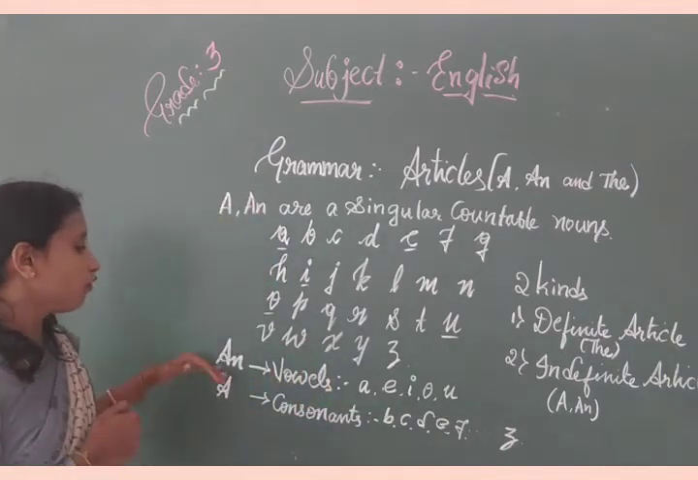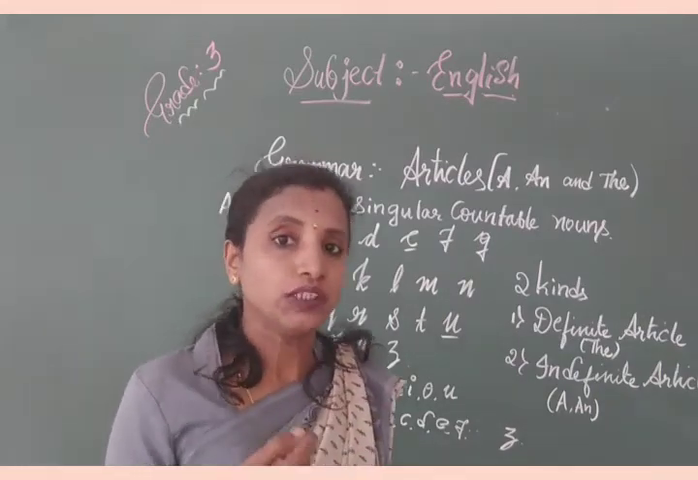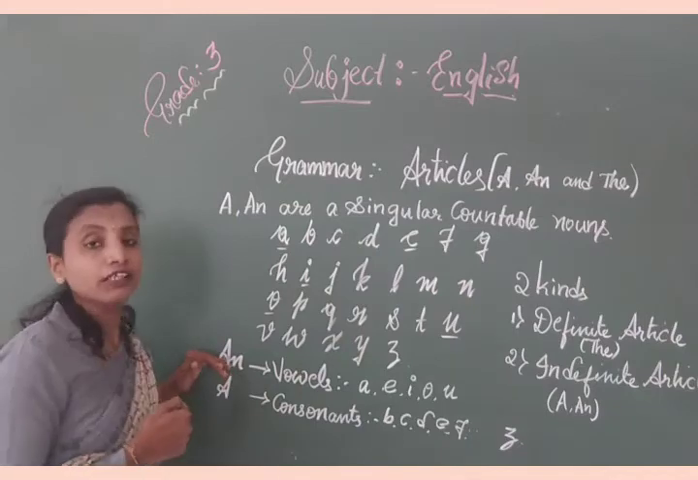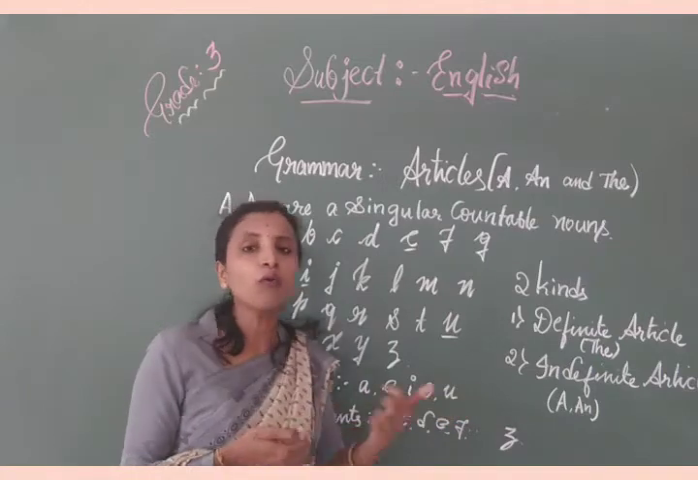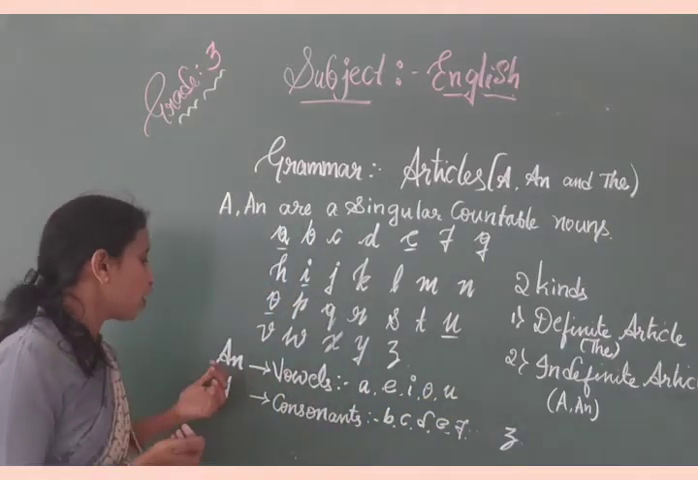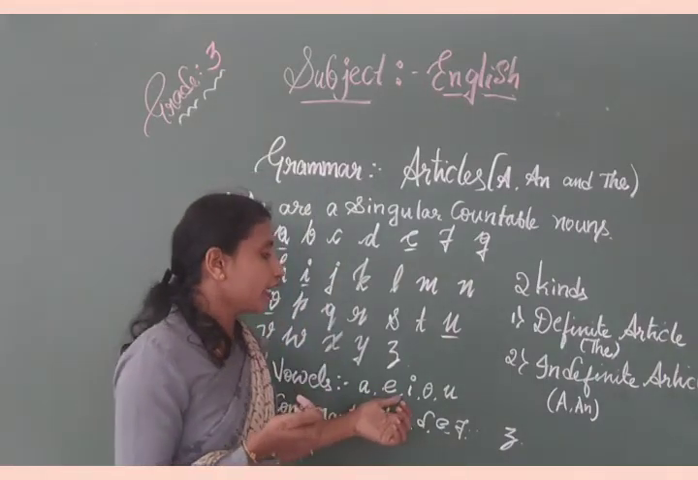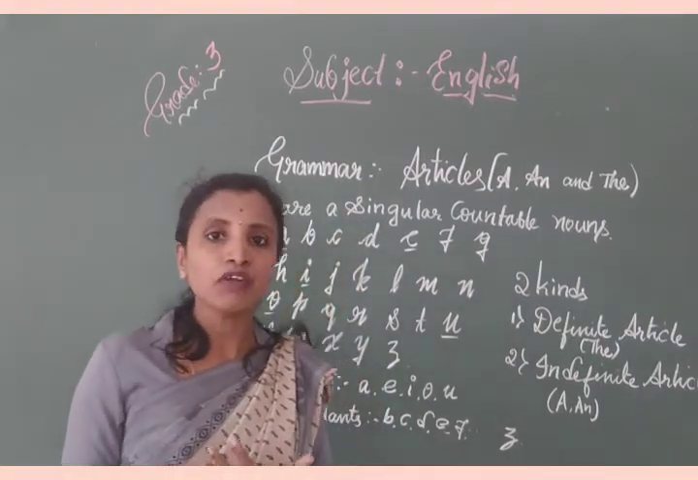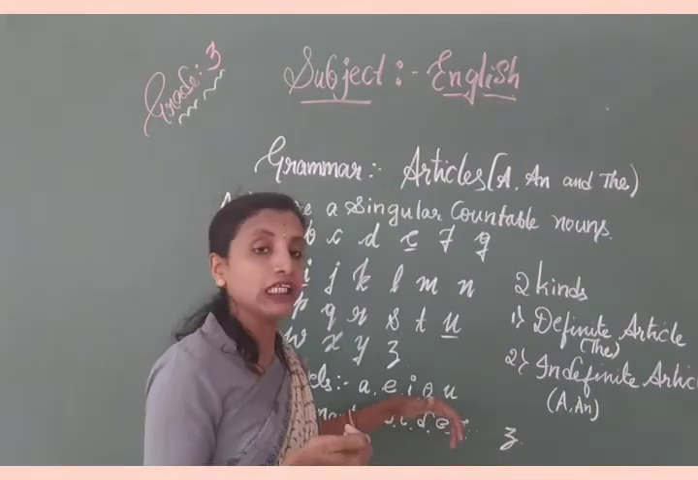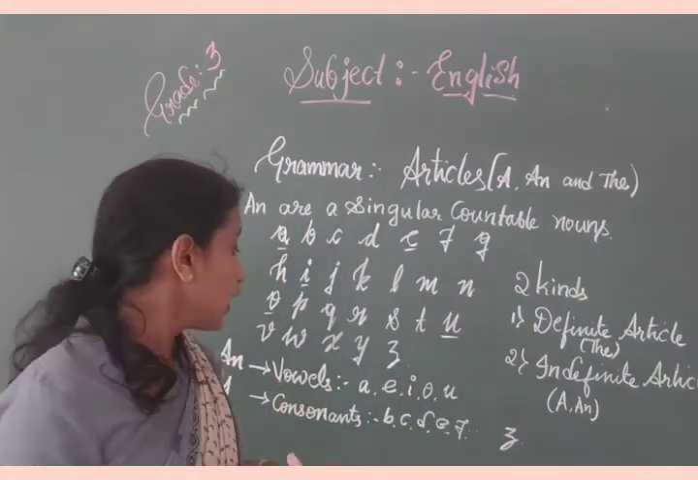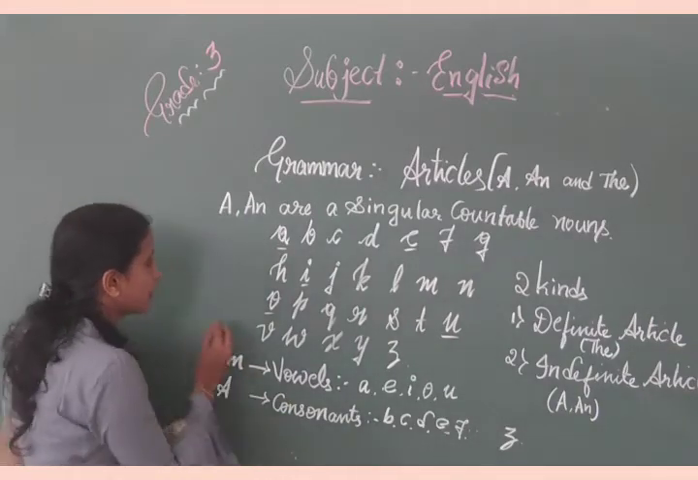Okay, now we have to understand more about a and an. I told you an is used with vowel sounds, where a, e, i, o, u are used. At that time we use an. When the word starts with a, e, i, o, u, at that time we use an. When the word starts with B, C, D, F up to Z, at that time we use a. Is it? Now I will show some examples.